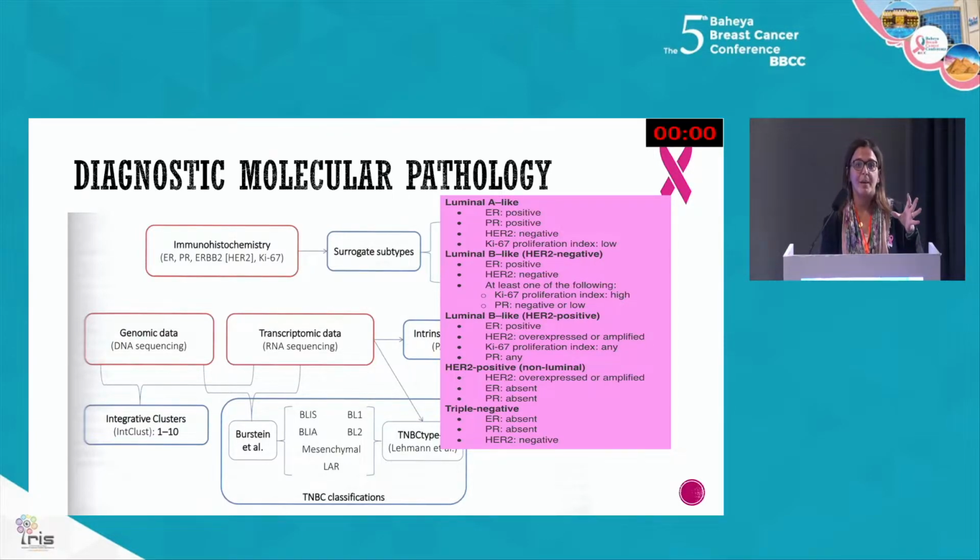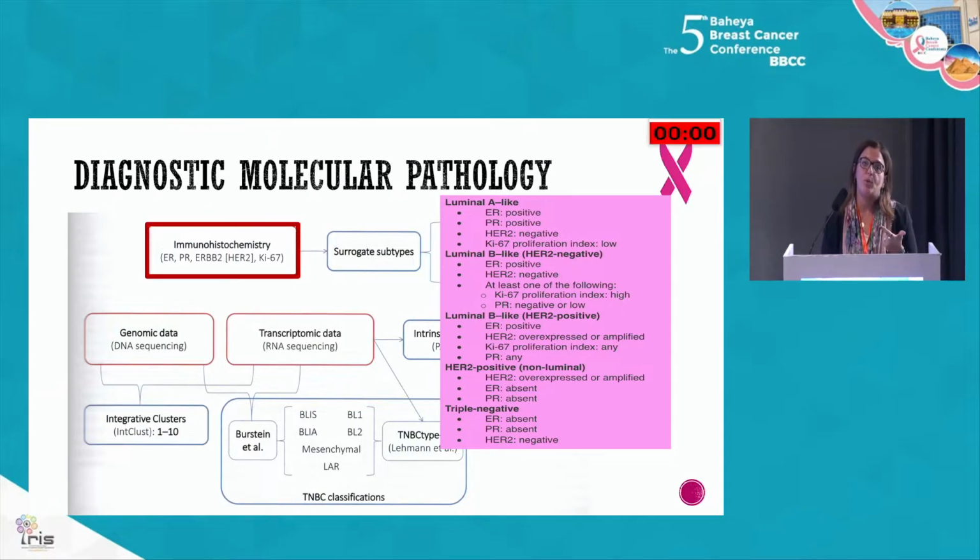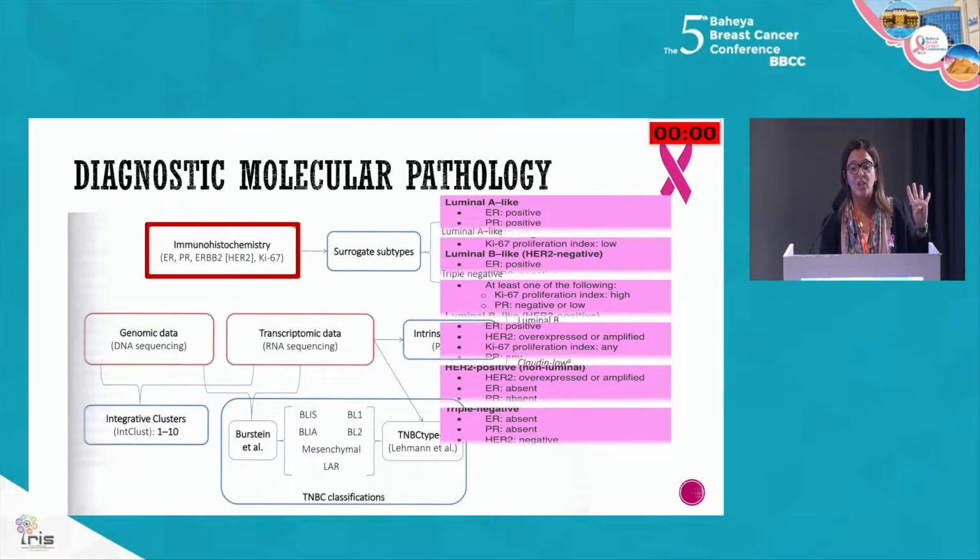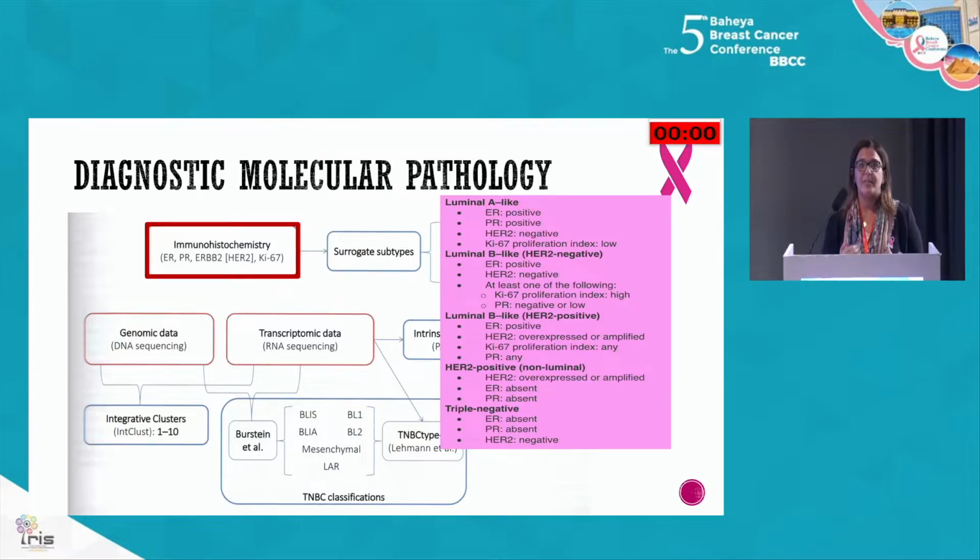أكتر حاجة مستخدمة لأن هي أكتر حاجة مش مكلفة ووايد سبريد في كل اللابز هي الاميونوهيستوكيمستري. فبنستخدم الاميونوهيستوكيمستري بالأربعة ماركرز اللي احنا قلنا عليهم ER, PR, HER2, KI عشان أقسمه كلاسيفيكيشن بتاع اليومينال A اليومينال B النوعين بتوع اليومينال B والهيرتو بوزيتيف والتريبل نيجاتيف.